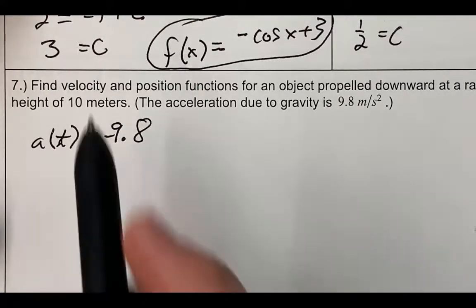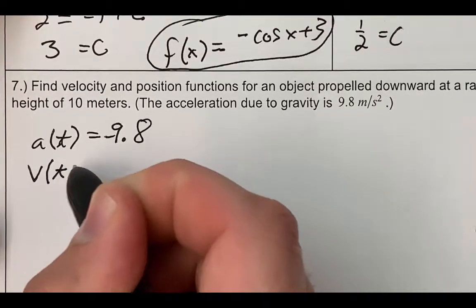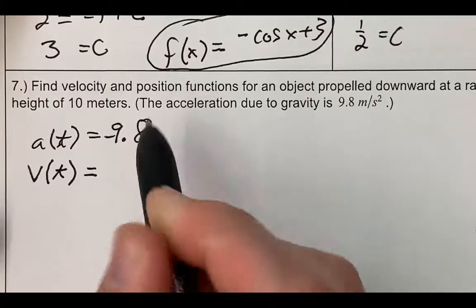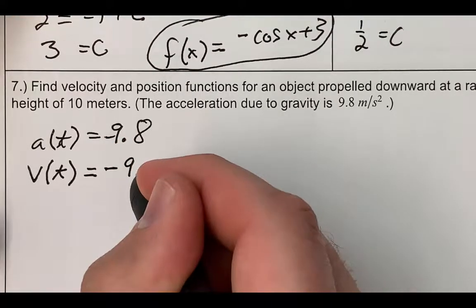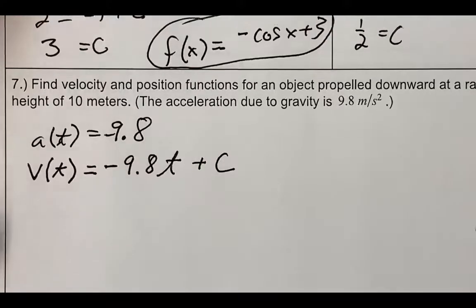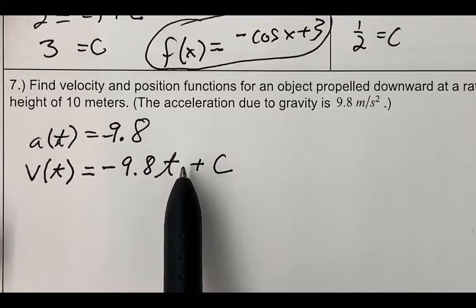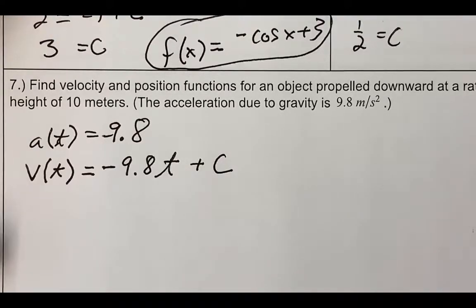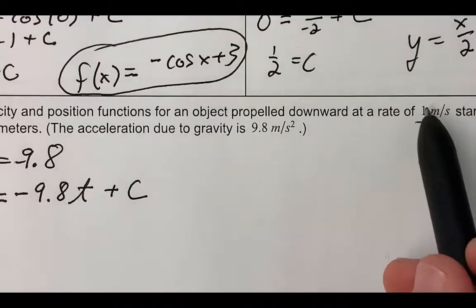Okay? So what that means is, because I know calculus, I can work backwards to velocity. So if I anti-derive negative 9.8, I get negative 9.8 times t plus c. Okay? Now, the question is, what is that c value? Because that's going to be really helpful. Well, if I look, I know that the initial velocity is 1 meter per second. Over here, it's 1 meter per second.